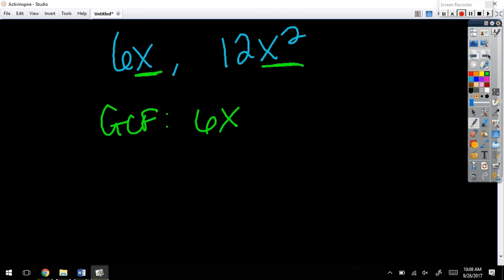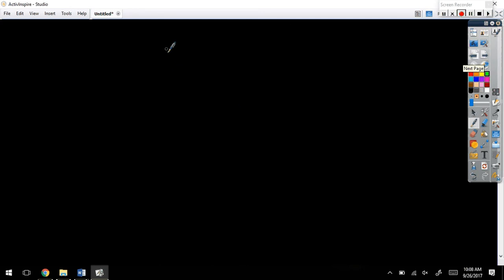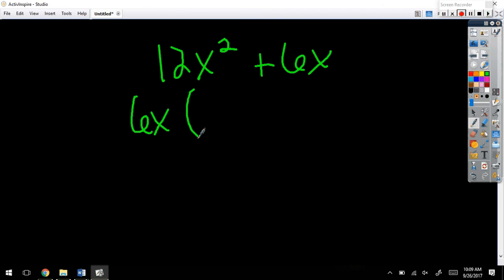If I had something, let's take these same two numbers. Actually, let's do it this way: 12x squared plus 6x. And I asked you to take out the GCF. We've already determined what the GCF was. It's 6x, right? If I asked you to take that out, so I'm going to put it on the outside, what's left when I take that out?